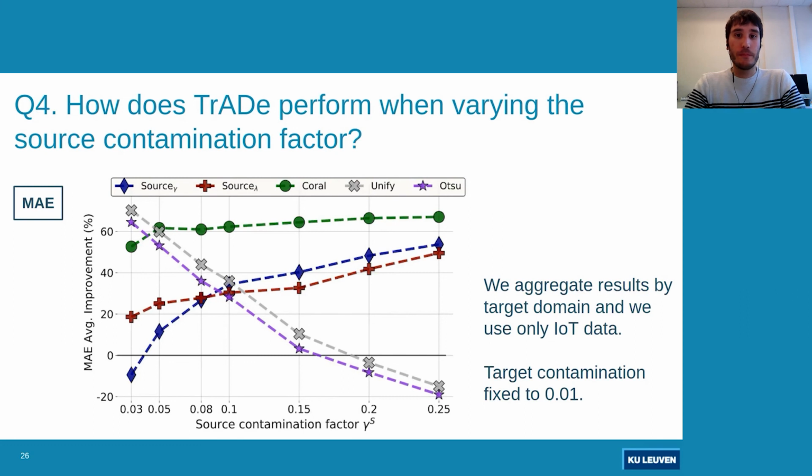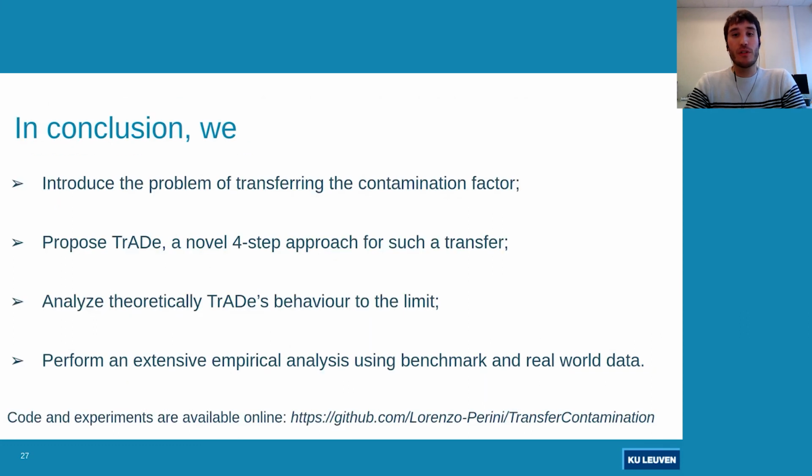In conclusion, we introduce the problem of transferring the contamination factor between related anomaly detection domains. We propose a 4-step approach for such a transfer. We analyze theoretically its behavior and perform an extensive empirical analysis using benchmark as well as real-world datasets. For further information, please check out our paper or use the code available online.